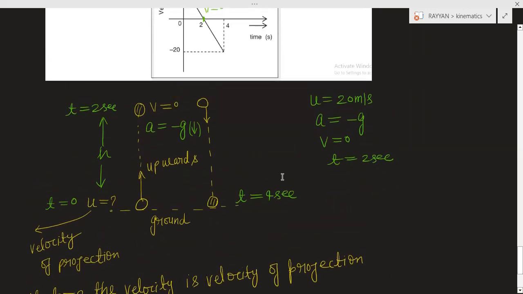Now you can apply v is equal to u plus at, and you will get the answer. Apply v is equal to u plus at, and you will get the answer.